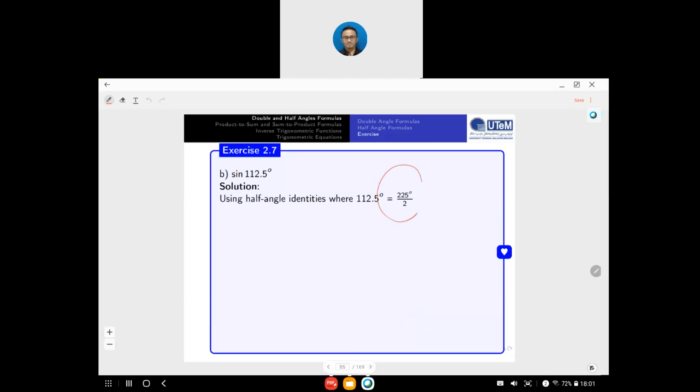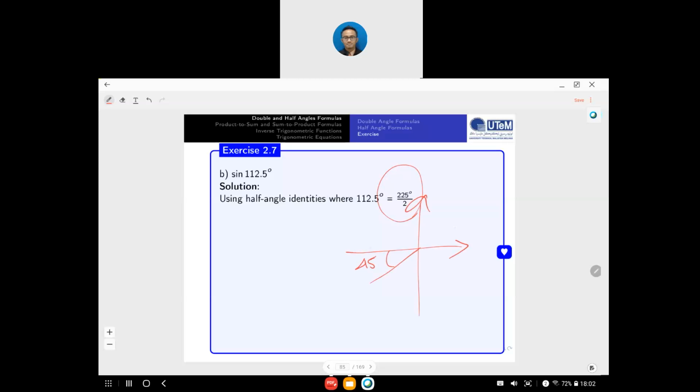Okay, 225. Because kita ada reference angle. We know that reference angle 225, duduk dekat kuadran ke-4. Okay, reference angle dia adalah 45.